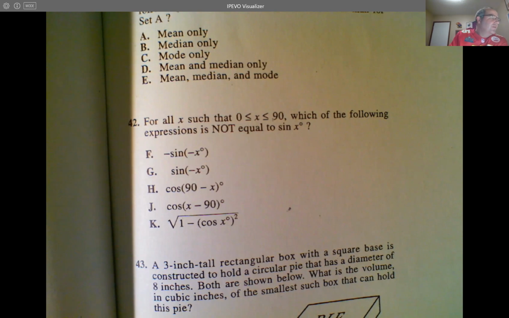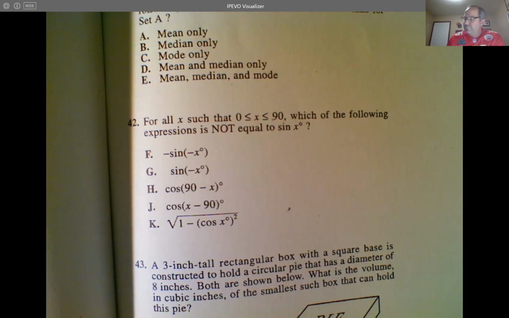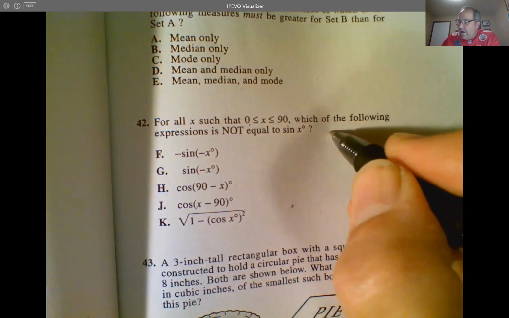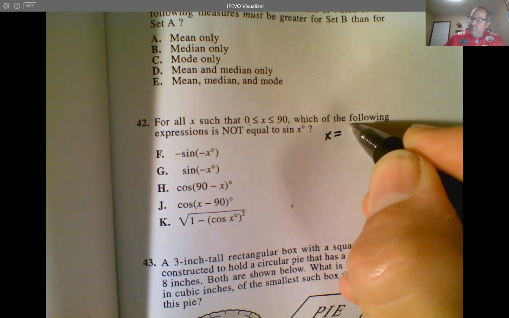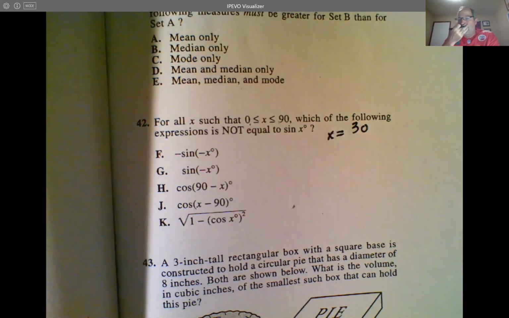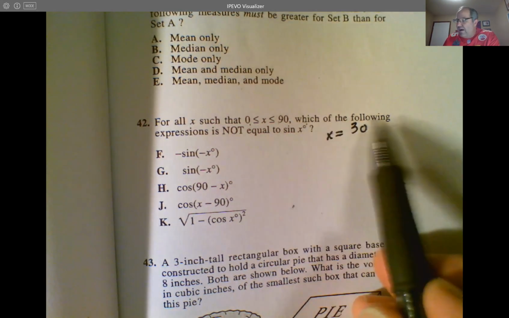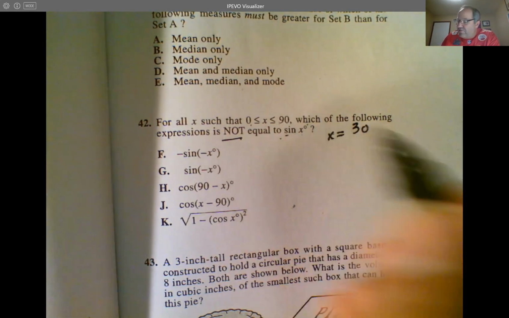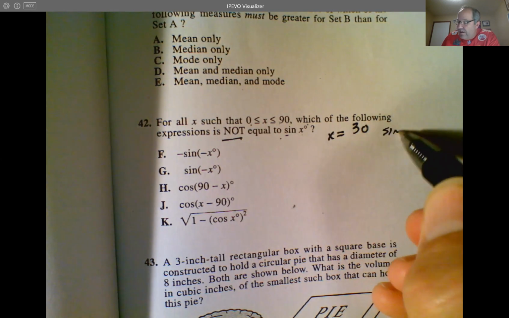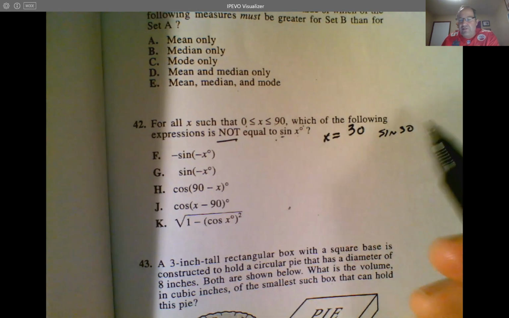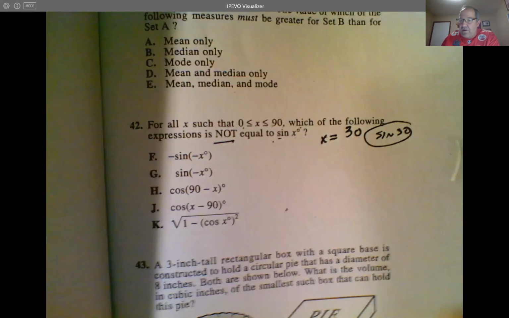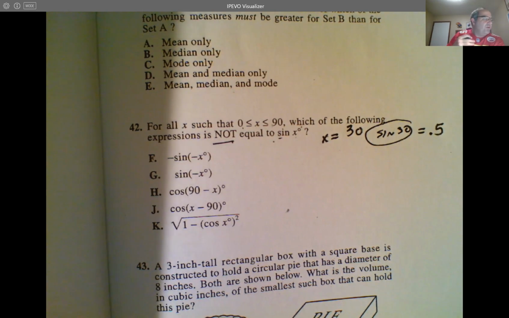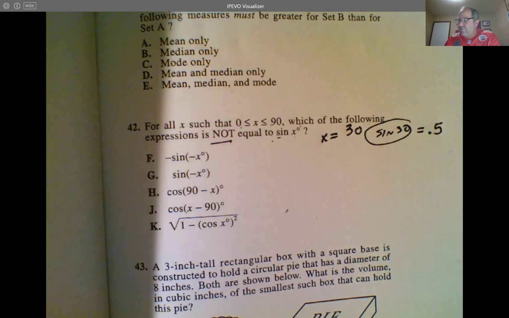You know what? Let's make it easy. We're going to pick a number. Now, x is between 0 and 90. I chose x equals 30. Okay, that's what I chose. They want to know which of the following expressions is not equal to the sine of x. In other words, which one is not equal to the sine of 30? Well, I use my calculator, and the sine of 30, when I type it in, is 0.5. So I got to figure out which one of these is not equal to 0.5.